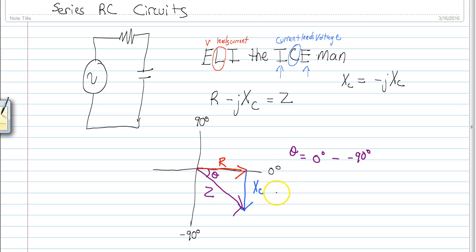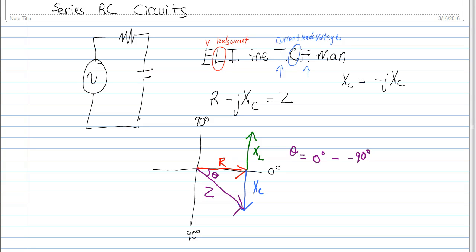So your angle theta will be anywhere between 0 and 90 degrees. The angle will be exactly 90 degrees when the only opposition is the capacitive reactance. And Z will be equal to R when there's only a resistance in the circuit, or when inductance and capacitance cancel each other out. We haven't talked about this yet, but if we were to have an inductive part of the circuit, the inductance pushes that way. At resonance, inductive reactance and capacitive reactance are equal, which means they cancel each other out.